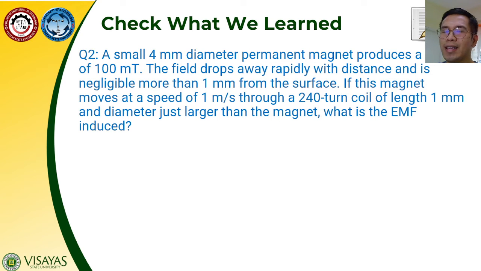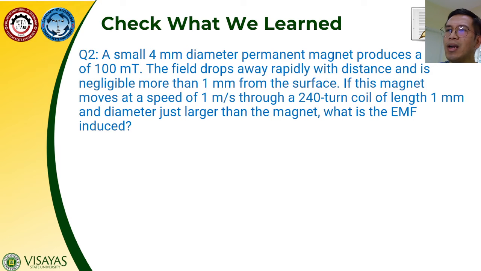So for our final exam, I would like to see on your answer sheet the following details. First, you have to write the given, what is being asked, or what is required before writing your solution.